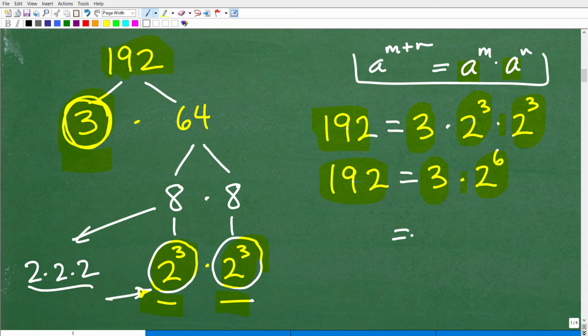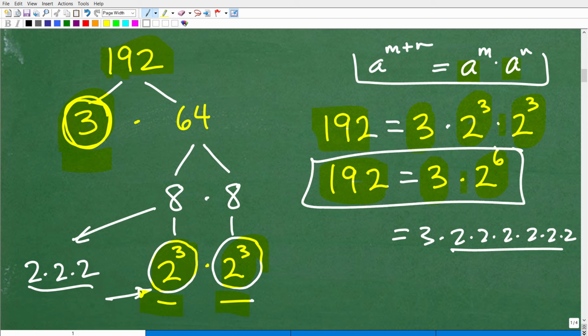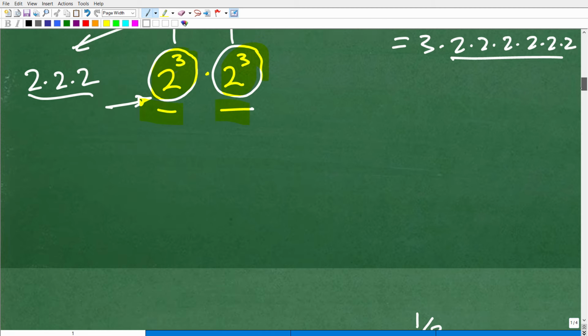We don't want to write this way, 3 times 2 times 2 times 2 times 2 times 2. Anytime you have something you can write as a power, definitely do that, okay? So this is what we need right here. All right, so let's go ahead and replace that 192 with this stuff, and we'll see how we can get the answer here.